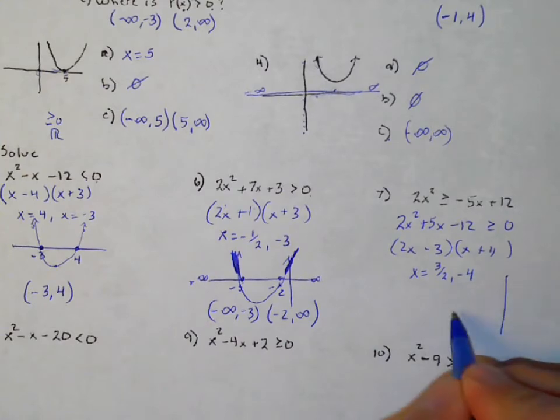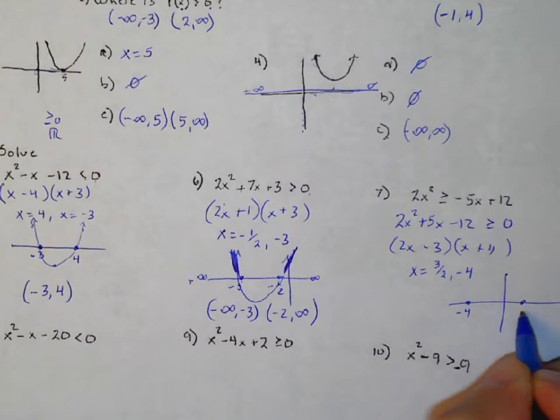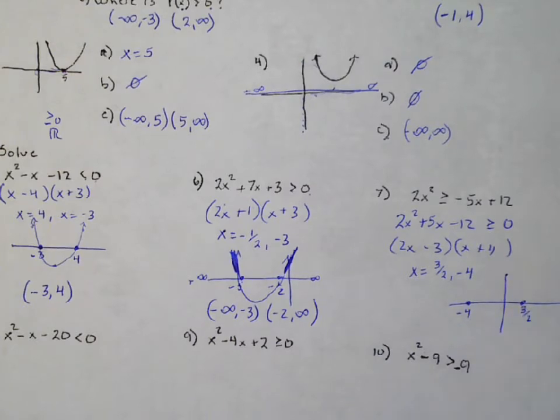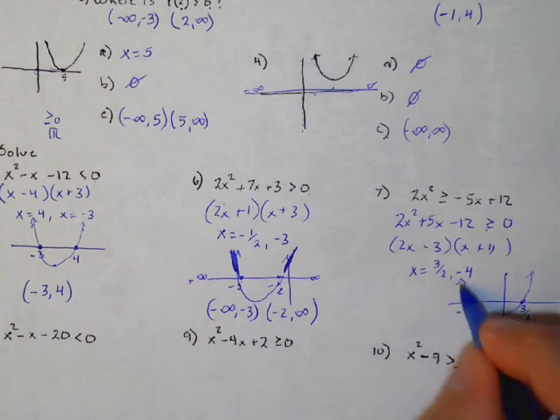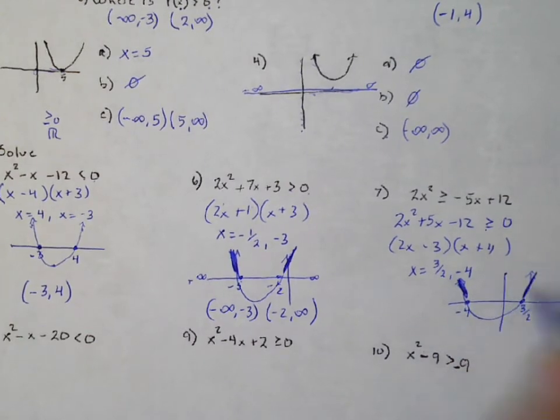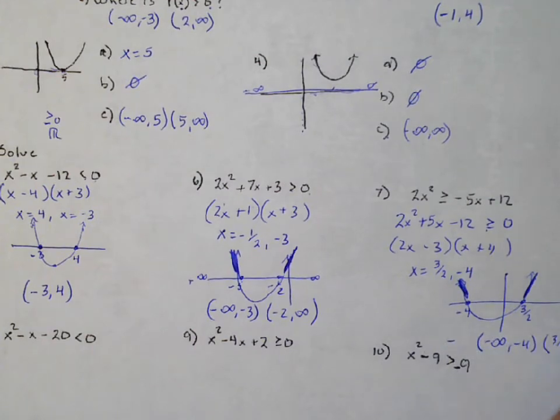Okay, so thinking about a graph, I know it goes through here at negative 4 and also here at 1 1/2 at 3/2. Once again, it's positive, so you know it's going to open up. So we want to know, where is it greater than 0? So it's equal to 0 here, greater than 0 is here and here. So from negative infinity to negative 4, and from 3/2 to infinity.